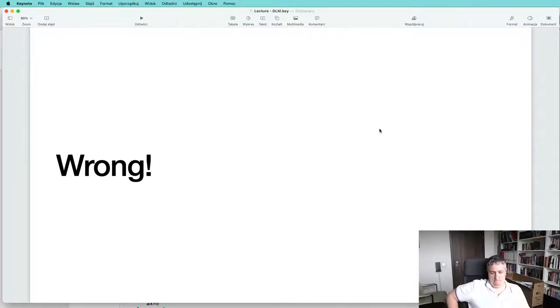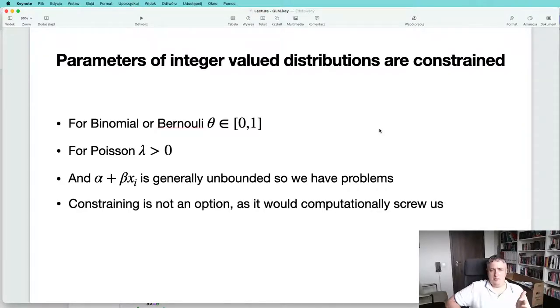So, problem. And those problems are generally prevalent in multiple situations. Wherever your parameter is a probability, either binomial or Bernoulli, you have a constraint from 0 to 1. For the Poisson distribution, so the probability of the number of successes, you have constraints of positivity of the parameters. And as I said, alpha plus beta xi, so the linear combination of predictors, is generally unbounded from minus to plus infinity. So it is problematic, and we cannot just constrain it.